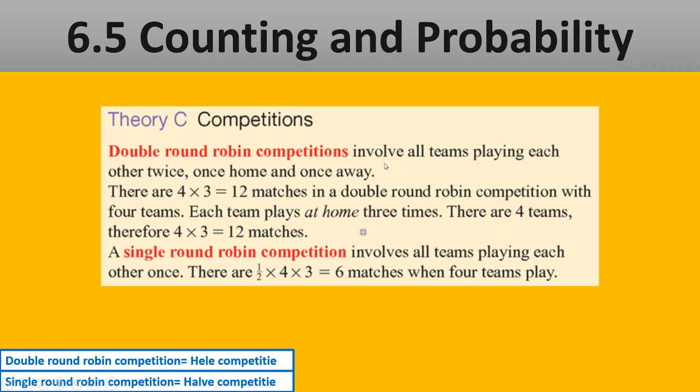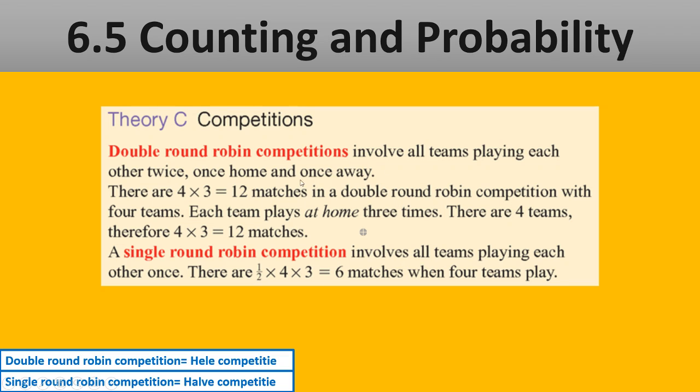So to give you an example, you could take a look at the Eredivisie, right? You always play each other home and away. While a single round robin competition, een halve competitie, you only play each other once, maybe at home, maybe away. That isn't mentioned, but there are a lot less matches in that way.